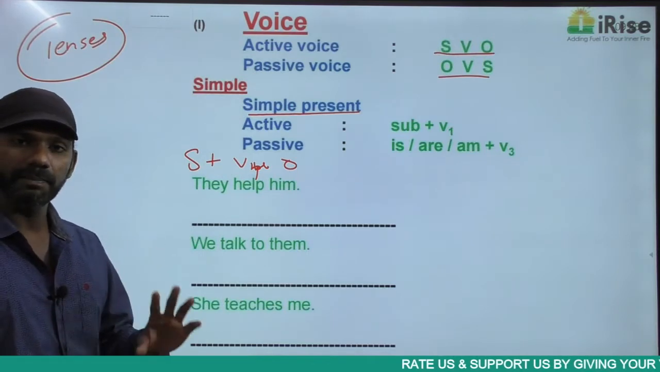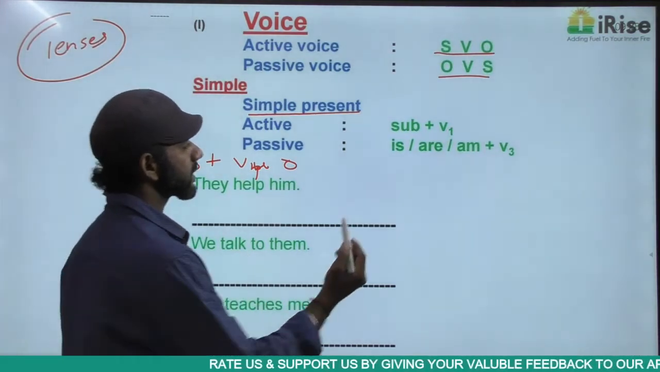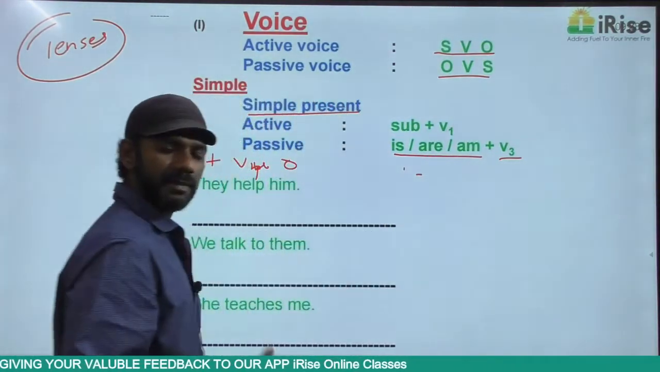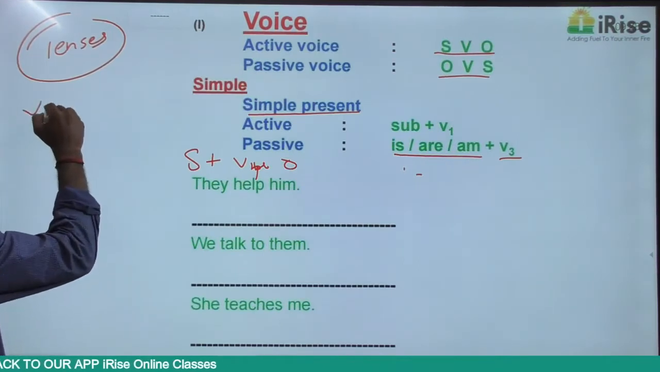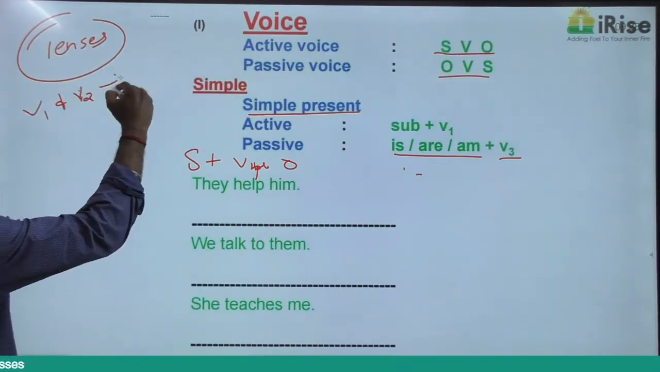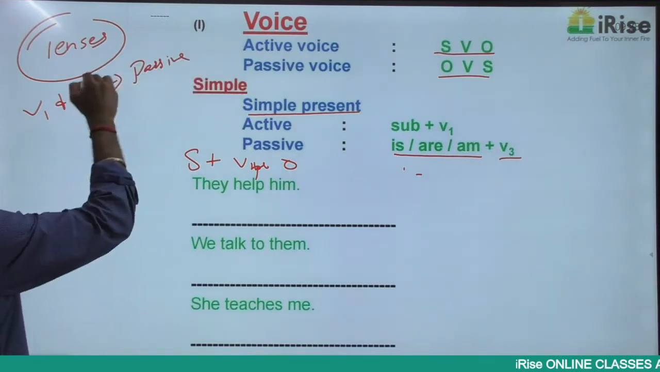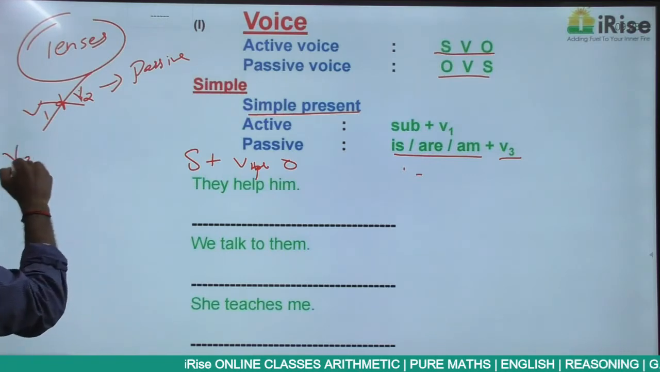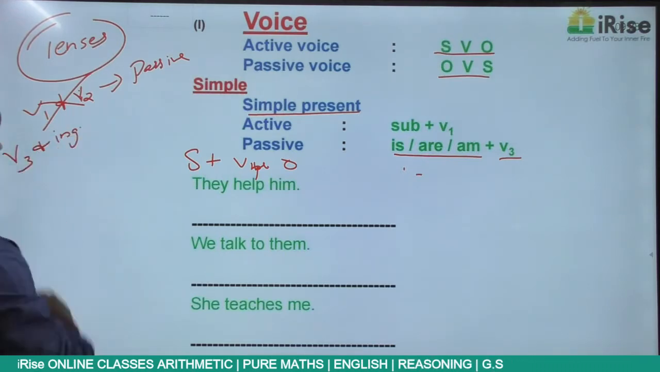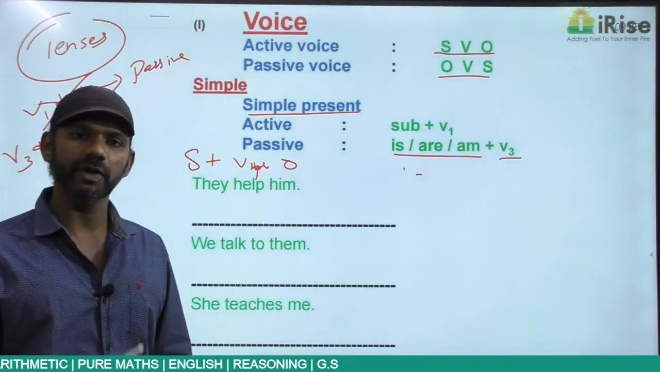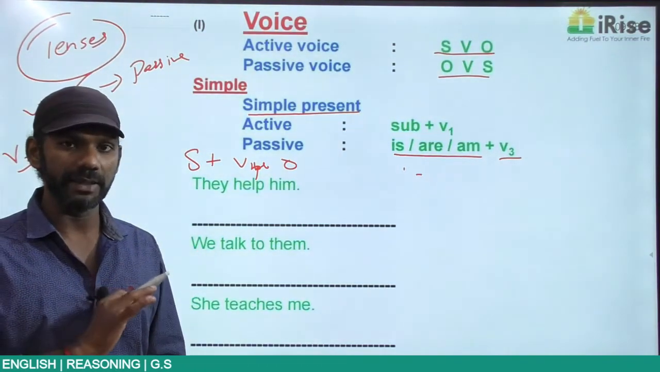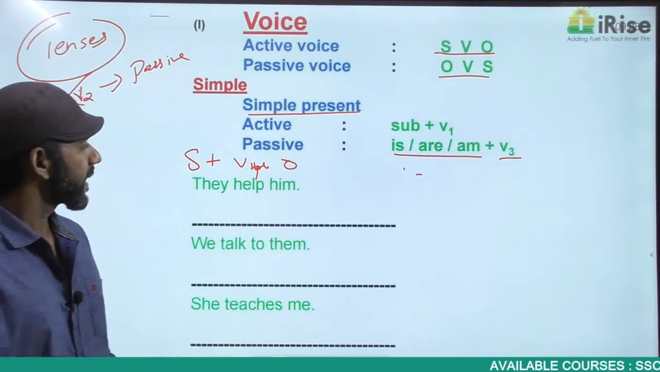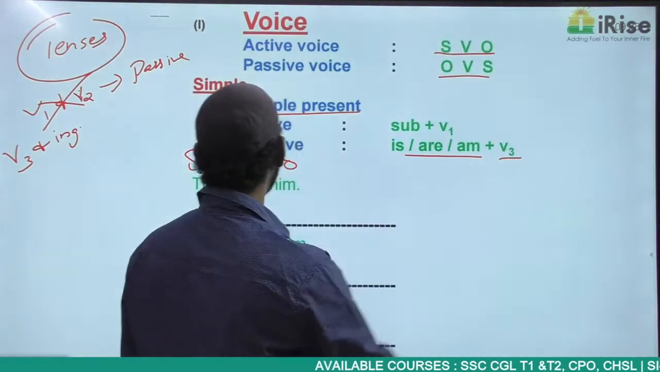The structure of simple present in the passive voice is am/is/are plus V3. I told you while discussing pronouns, V1 and V2 will never appear in the passive voice. In the passive voice, the verb forms are V3 and ing. V3 and ing are the only verb forms in the passive voice. V1 and V2 will never come in the passive voice. Simple present in the passive voice is am/is/are plus V3. I'll convert the same statement into passive voice.